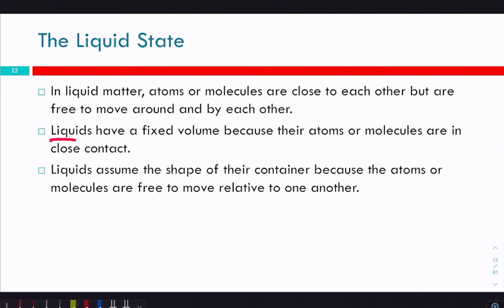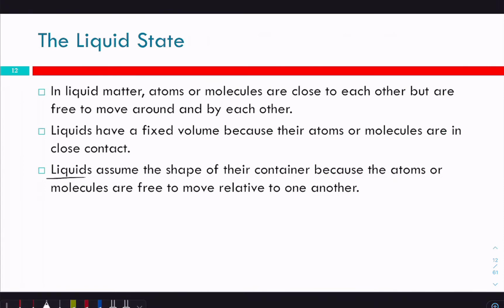For liquids, they have a fixed volume because the atoms and molecules are in close contact. But now they assume the shape of their container because of that free movement, right? So the crowd of people is the liquid. They're conforming to the shape of the aisles and the exits to try and get out.